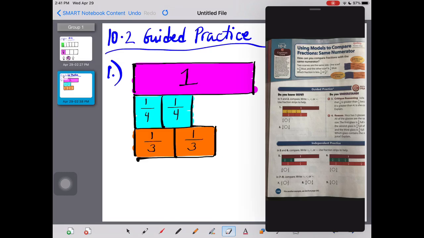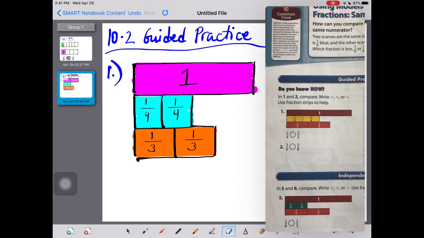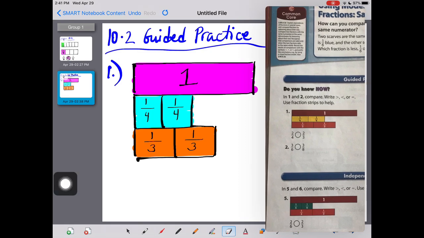Now let's go on to guided practice, and let's do this together. Number one. Take a close look at number one. We have here in the textbook, you can see that these are all fraction strips, and we have one whole, let's say it's a one whole candy bar. And then we have representations of fourths here. We have 1/4, another fourth, and then we have representations of thirds, 1/3, 1/3.